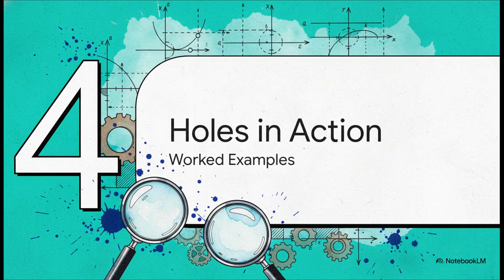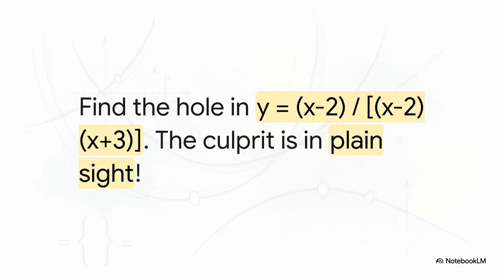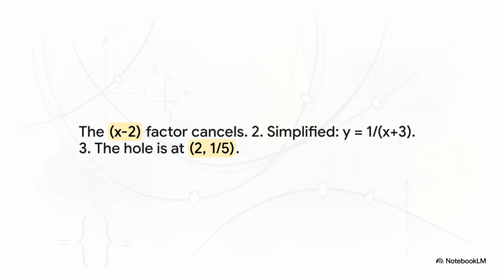Okay, that's enough theory. Let's see how this actually works. Time to roll up our sleeves and solve a few of these cases. Case file number 1. This is a nice, easy one to start. The function is already factored for us, so the culprit is basically hiding in plain sight. You see it? Yep, it's that x minus 2. It's on the top, it's on the bottom, so see ya, we cancel it. Now we take that factor, x minus 2, set it to 0, which tells us our hole is at x equals 2.